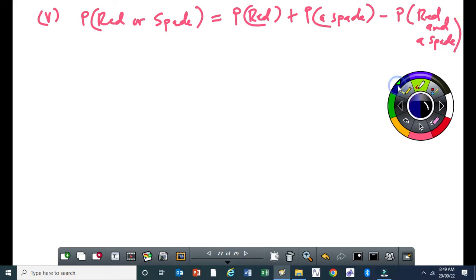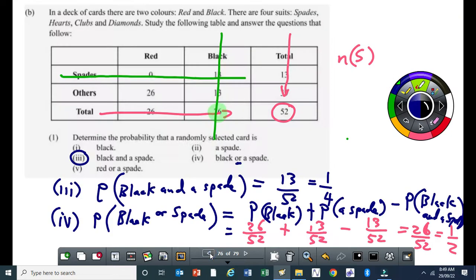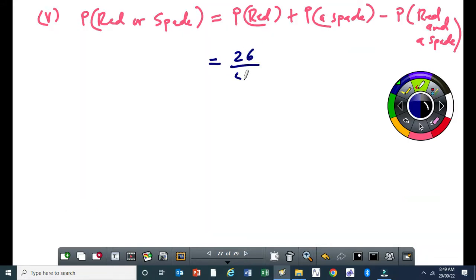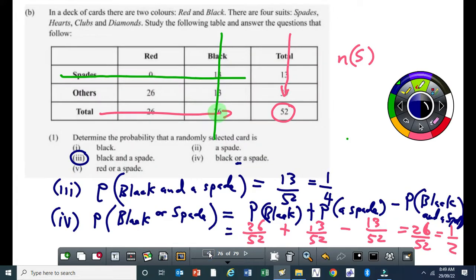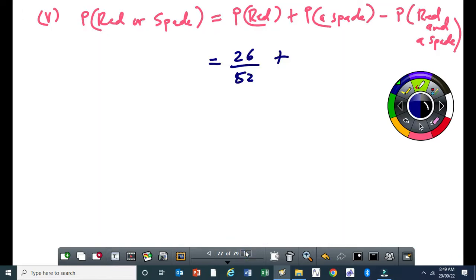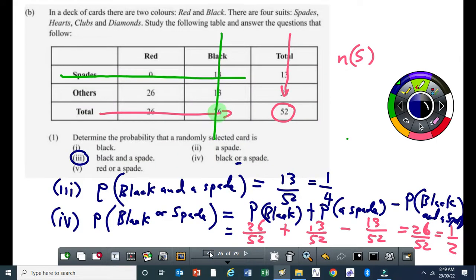Okay. Then, that is the probability of picking a red card. That's 26 over 52. Okay, so this will be 26 over 52 plus the probability of hitting a spade, which is 13 over 52, minus the intersection. Is there any intersection between spades and red? It's there, that is 0, this one here, that's the intersection. So we have got spades here, then we have got red, there's an intersection.